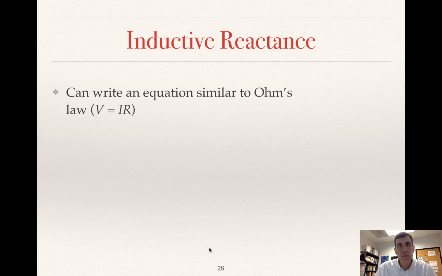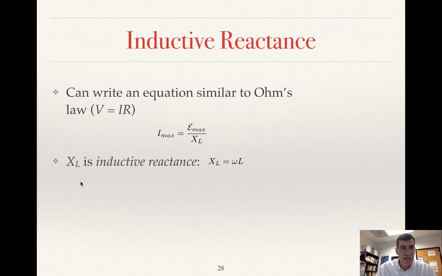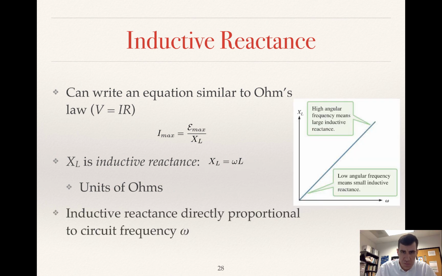Now, just like we did with capacitors, we can also define inductive reactance. Remember, we want an equation similar to what we had for Ohm's law for resistors, and we can define the maximum current as the maximum voltage divided by X sub L, where now X sub L is the inductive reactance. Inductive reactance we define as the angular frequency omega times the self-inductance L. Again, you can work out the units, and it works out that it actually has units of ohms.